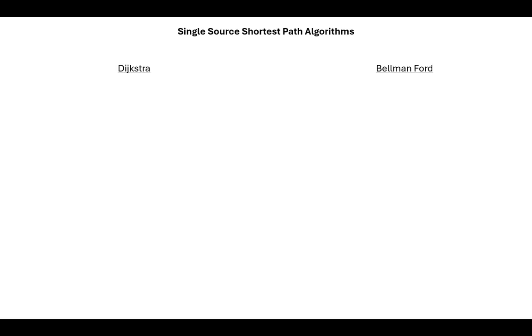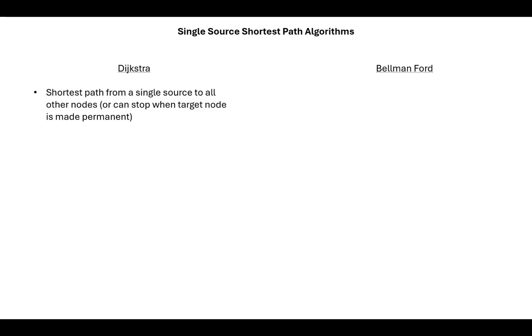Okay, in summary, here are the features of each of the algorithms. So Dijkstra by default is the shortest path from a single source to all other nodes, or you can stop when the target node is made permanent. Talk about it in those explicit terms in exams. Don't talk about Dijkstra versus modified Dijkstra, because there's been some ambiguity in the past. Dijkstra is fine for directed or undirected edges. We must have non-negative edges to guarantee correctness. Sometimes Dijkstra will give you a correct answer with negative edges, but we can't be sure.